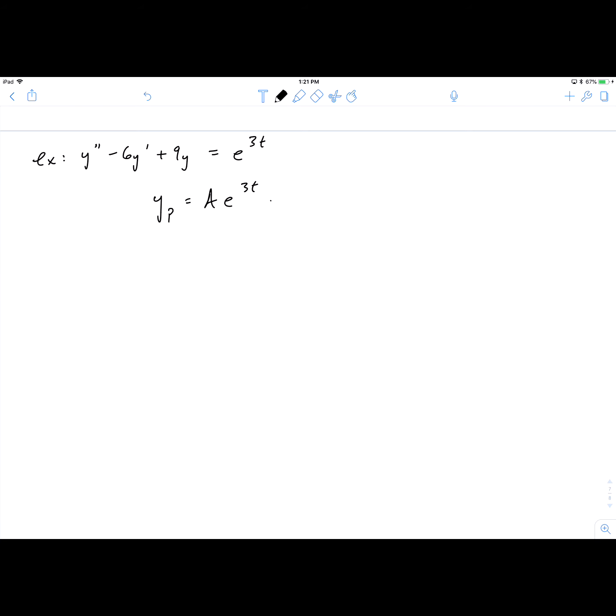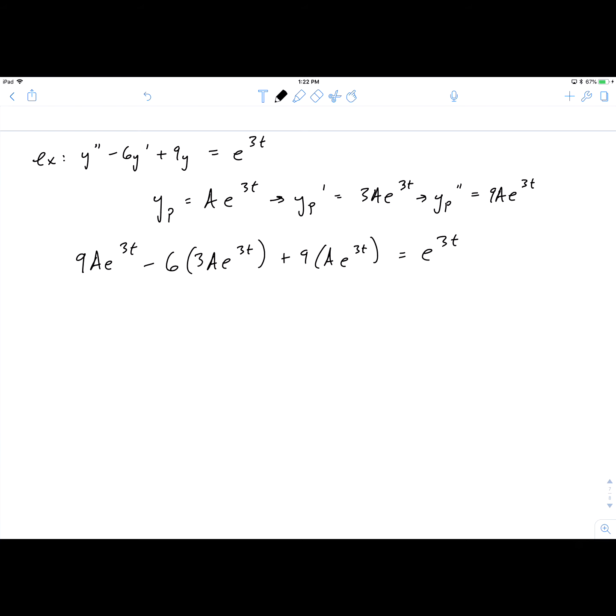So far, so good. We can find y prime would be 3a e to the 3t, and y double prime would be 9a e to the 3t. And then substituting in, we get y double prime, that's 9a e to the 3t, minus 6 times y prime, plus 9 times y. All that equals e to the 3t. So again, just aligning coefficients, since e to the 3t appears in everything, all we're looking for is the coefficients on the left side, which are 9a minus 18a plus 9a, and that all has to equal 1.